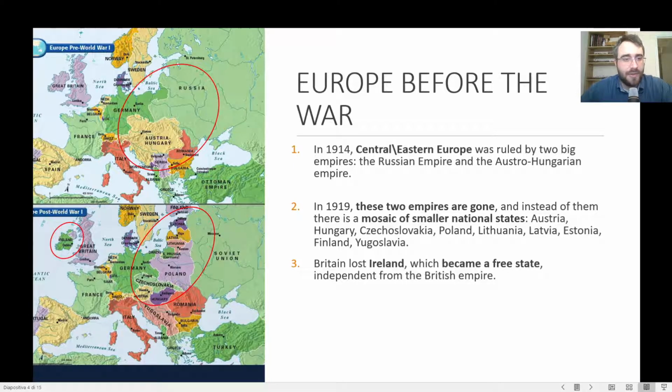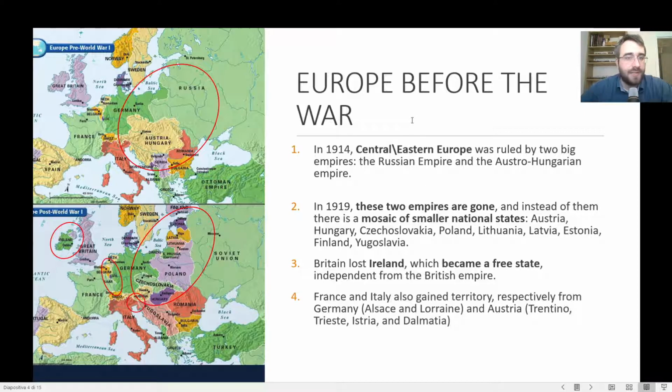France and Italy also gained territories, as you can see here in the map. France gained Alsace and Lorraine at the border with Germany, and Italy got Trentino, Trieste, Istria and Dalmatia from the Austrian Empire, those areas there in the circle.